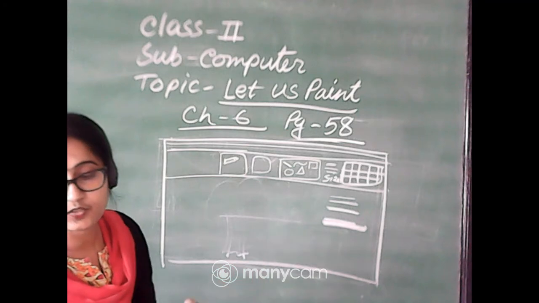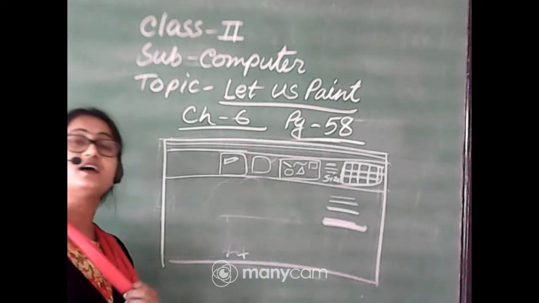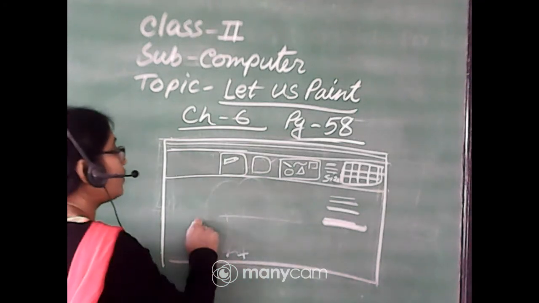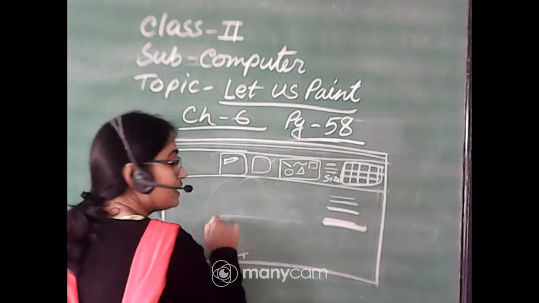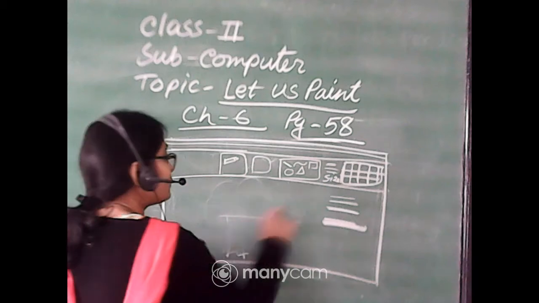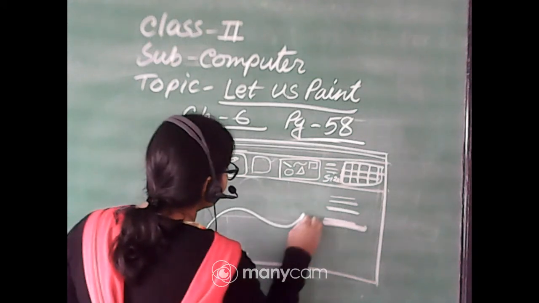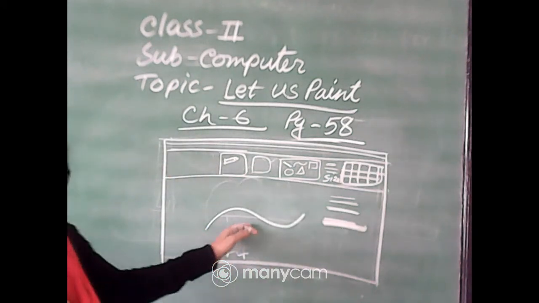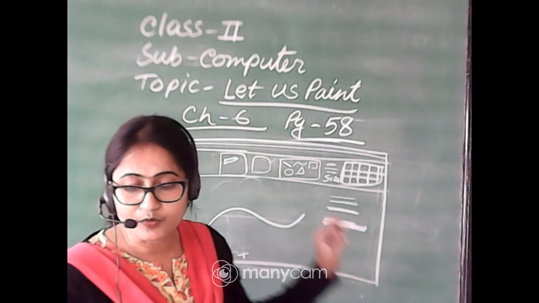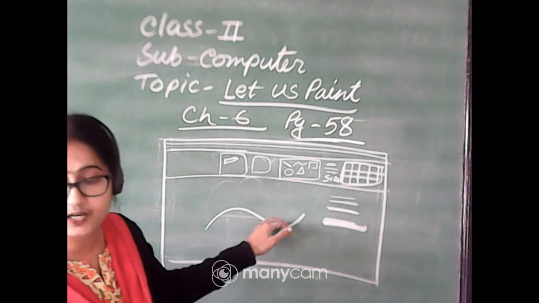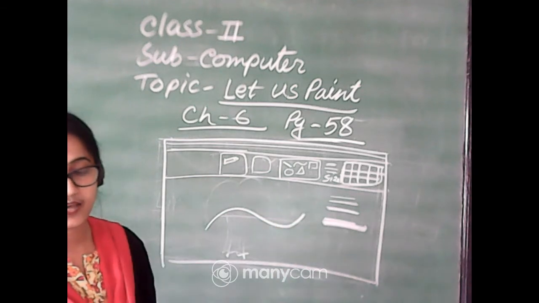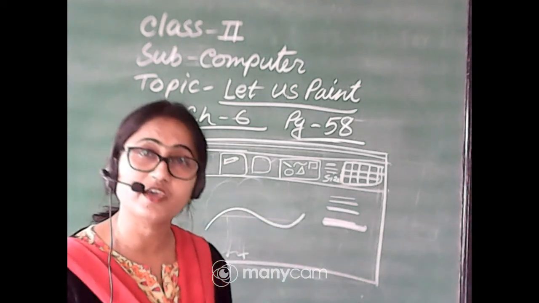move the pointer to the point where you want to add a curved line. You just press the left mouse button, hold it down and drag it, and you can see this type of curved line on the screen. Move the mouse pointer to where you want to add a curved line, and you will see a curved line on the drawing area.